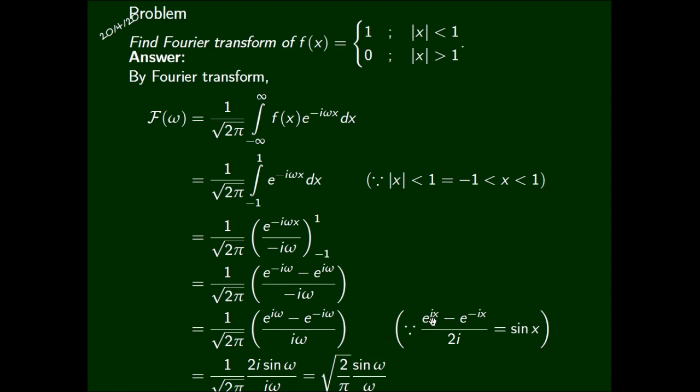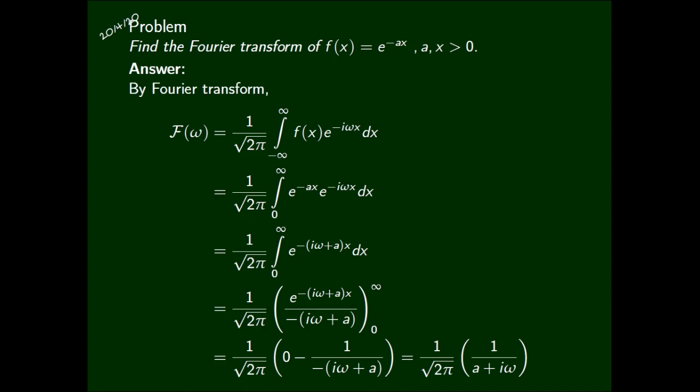But e raised to ix minus e raised to minus ix can be written as 2i sin x. Using that result, I can write e raised to i omega minus e raised to minus i omega as 2i sin omega. Then i and i cancel, so I get the result root of 2 by pi into sin omega by omega. So the Fourier transform of this function is root of 2 by pi sin omega by omega.